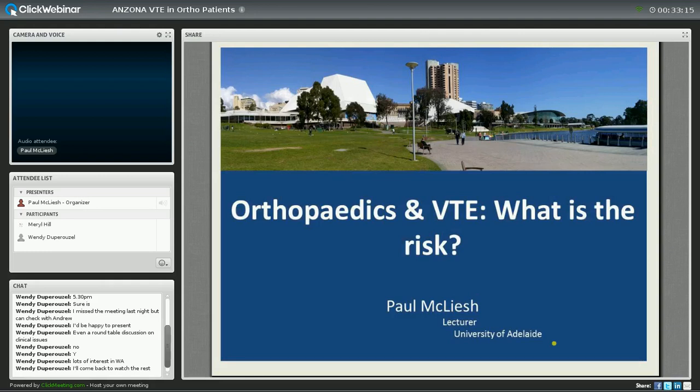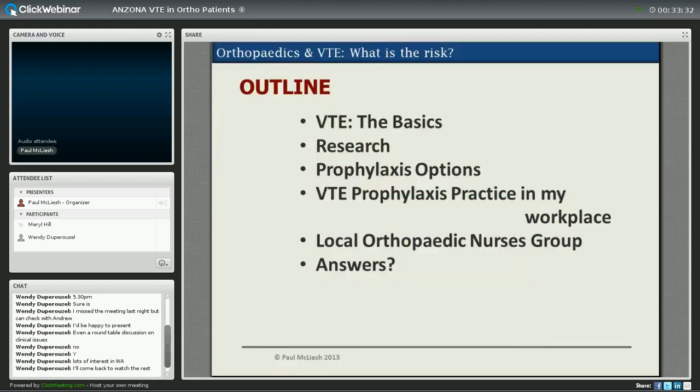For, that's even better. I'll explain that as we go along. And we're just talking about that in relation to orthopaedics and orthopaedic patients, and then what the risk is for our orthopaedic patients. So even if you're working in different areas, there's still quite a high risk of VTE in orthopaedic patients as well.